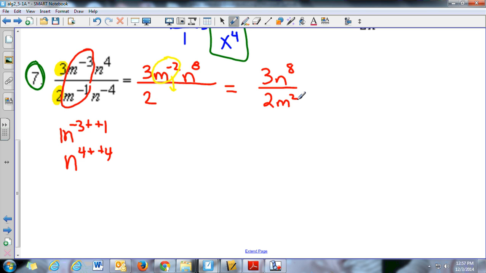So that's our part 2 lesson on monomials and our rules for dividing along with zero exponents and negative exponents.